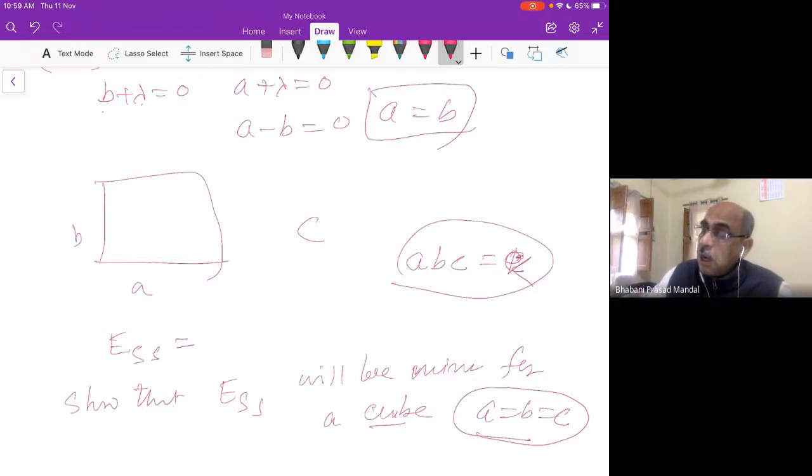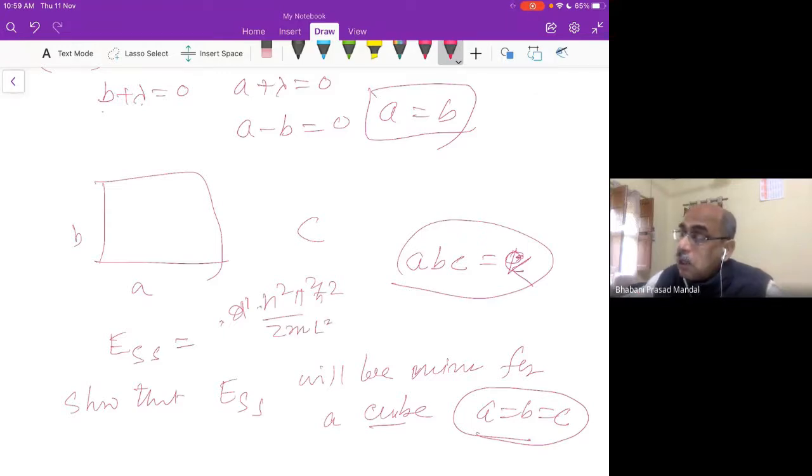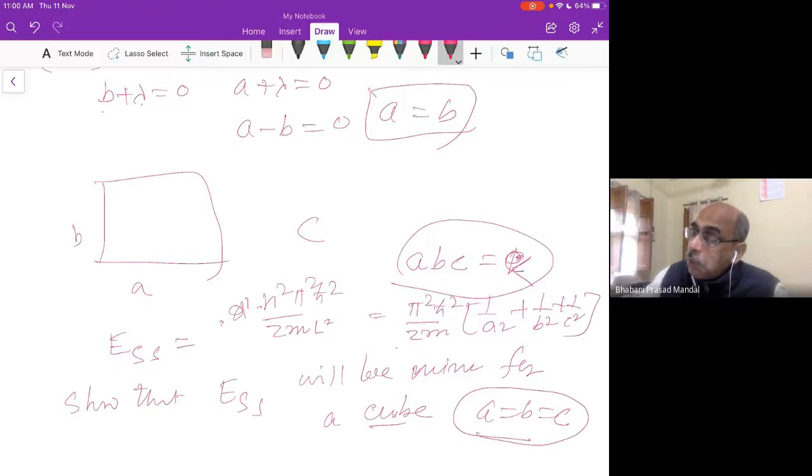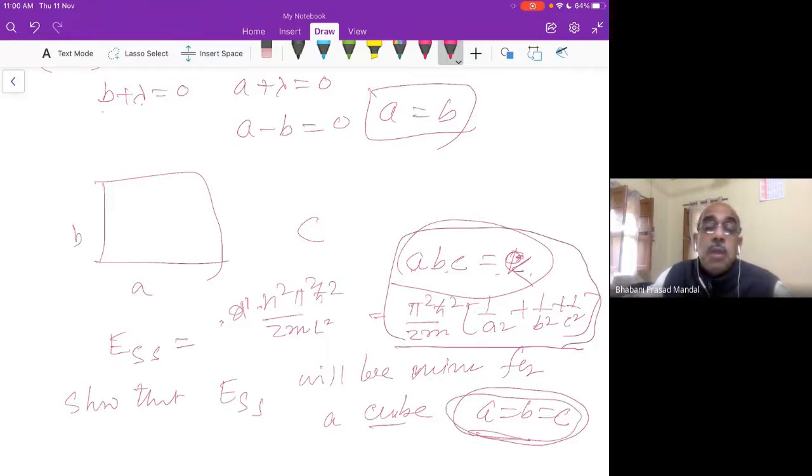If you don't remember, the energy levels of the box problem are basically like this: n squared pi squared h bar squared over 2m L squared. So for the ground state, n equals 1, the energy will be pi squared h bar squared by 2m times (1 over a squared plus 1 over b squared plus 1 over c squared). So minimize this subject to abc equal to a constant. You do this problem and see that it will be minimum for a cube.